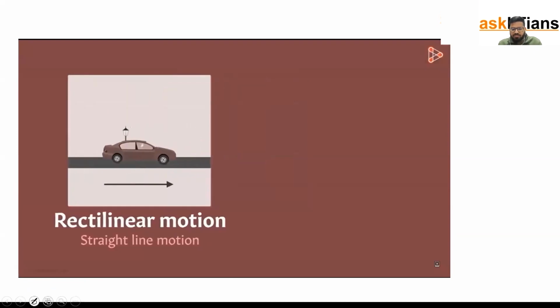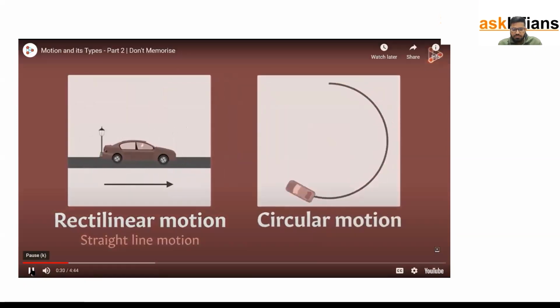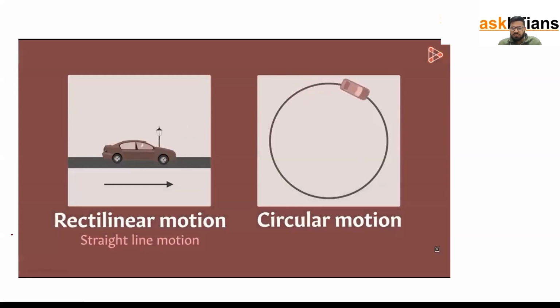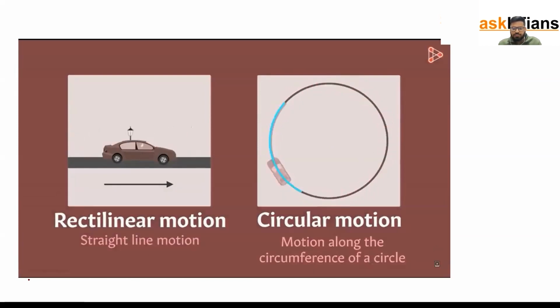What if the path of a moving object is circular? Yes, you guessed it correctly. If an object is moving in circles, it's undergoing circular motion. Now you can see this car is moving on a circular track, so its motion changes to circular motion, because it is moving around a fixed point along the circumference of a circle. The circumference of a circle is the length of its curved boundary. So if an object is moving along the circumference of a circle, we say it's undergoing circular motion.